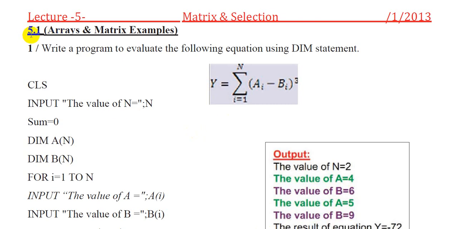As you can see right here, this is article 5.1, which indicates the array and matrix examples. Question 1: write a program to evaluate the following equation using the Dim statement. The following equation indicates variable y equal to the summation, the modulus, of i equal to 1 to n.